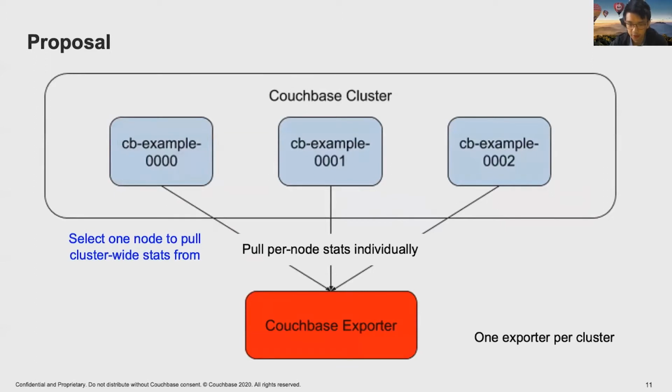The proposal is to run one single Couchbase Exporter per cluster, which is a request we've had quite a lot. Obviously, with a Couchbase cluster running an autonomous operator, or just a Couchbase cluster in general with lots of nodes, it can get quite expensive having an exporter sidecar on each one. So in this architecture, we pull per node stats individually from each node, and then also select one random node to pull cluster-wide stats from. If that node suddenly goes down, then we can simply choose another. So this is something we're looking to do in the future.